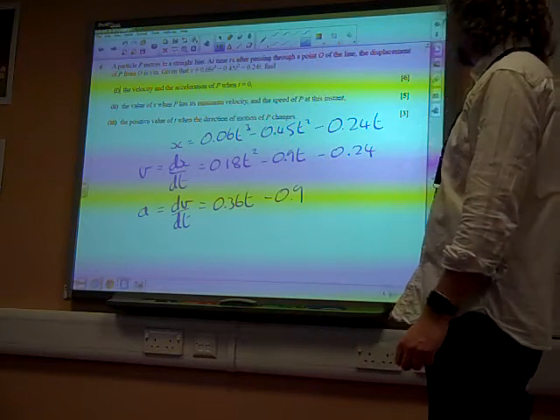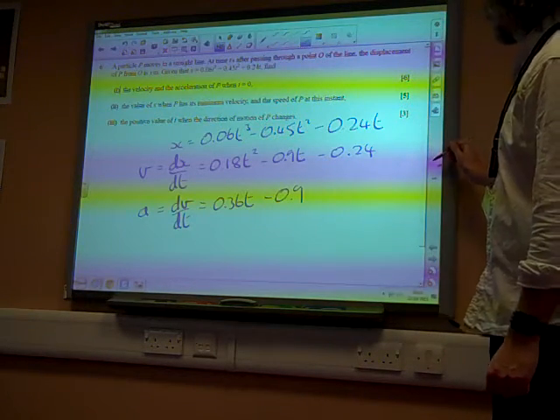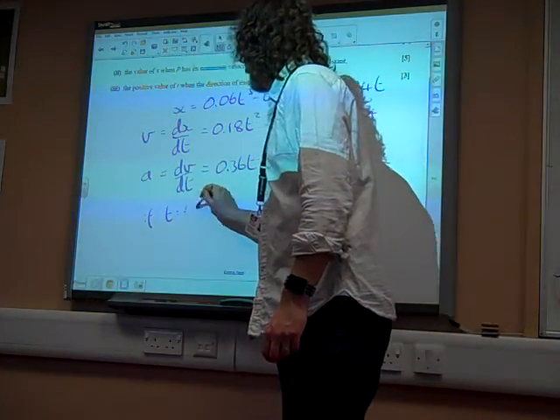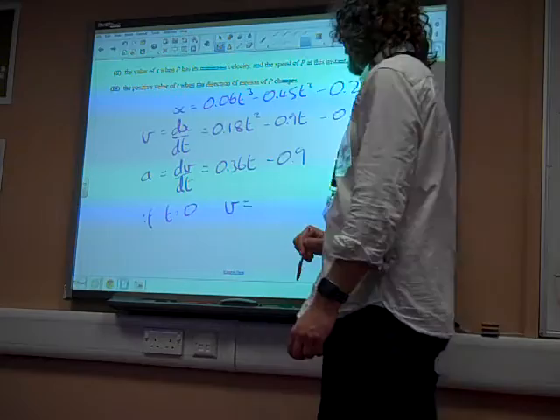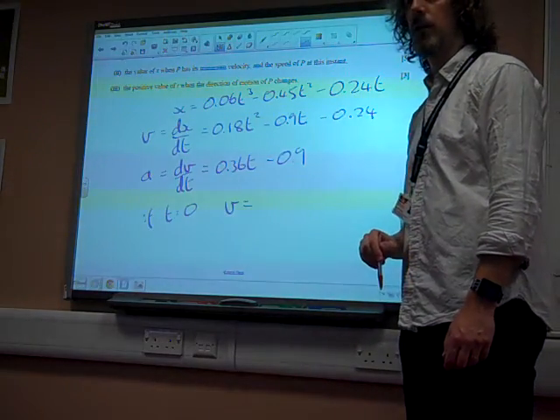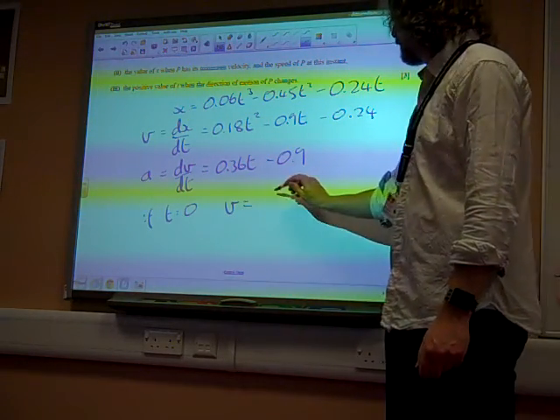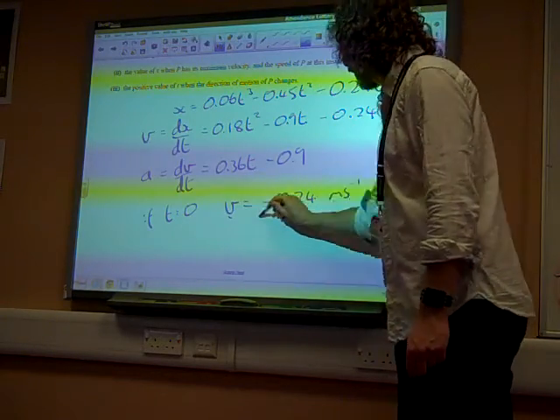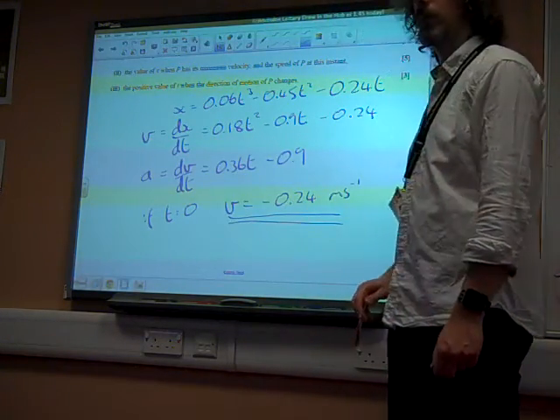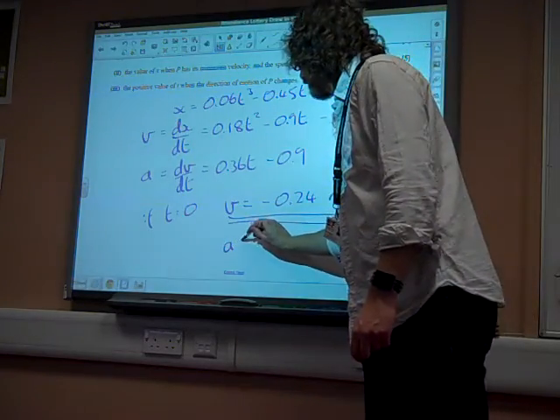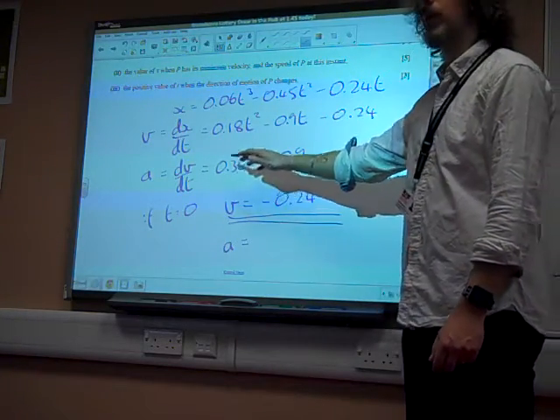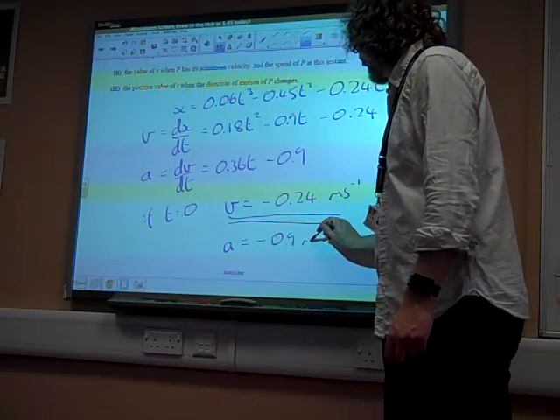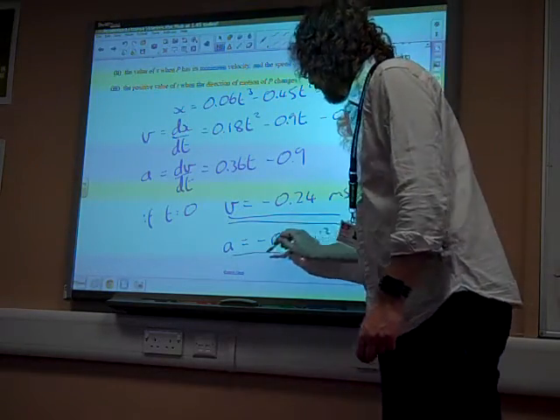The question said, find the velocity and acceleration when t equals 0. So if t equals 0, v is, substituting zero into that, minus 0.24 meters per second. And the acceleration, put t equals 0 into that expression, and we have minus 0.9 meters per second squared.